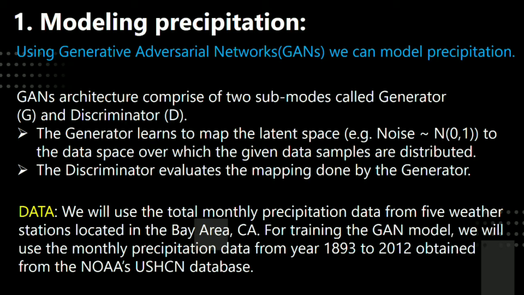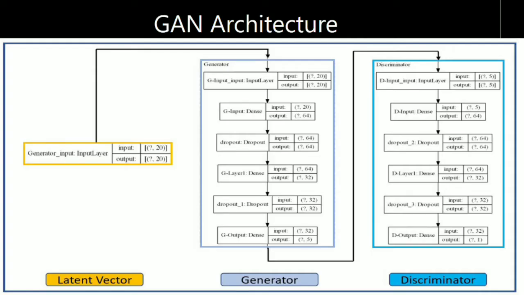Now, talking about the architecture, the latent vector consists of 20 values sampled from a normal distribution. In the generator and discriminator, the hidden layers consist of ReLU functions, and I will be using mean absolute percentage error for the training purpose, and also the Adam version of stochastic gradient descent. Also, to prevent overfitting, I will be using a dropout regularization technique in the generator and also in the discriminator part.